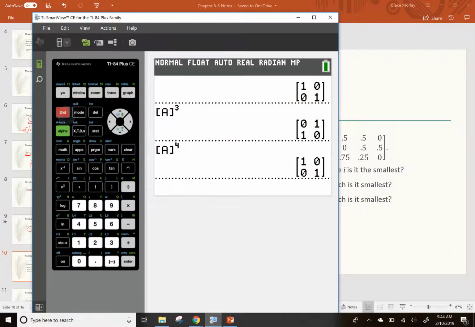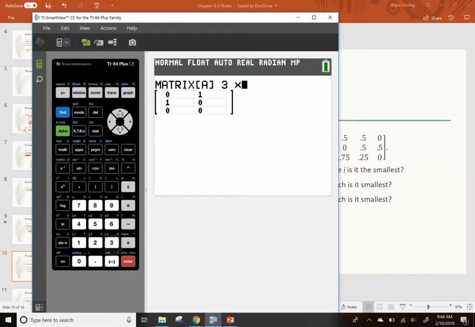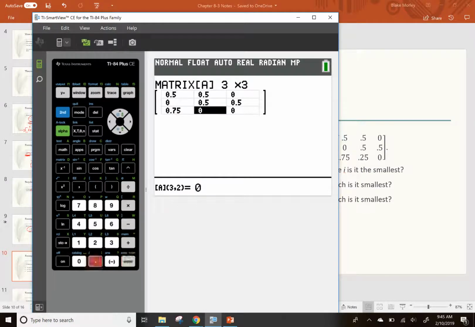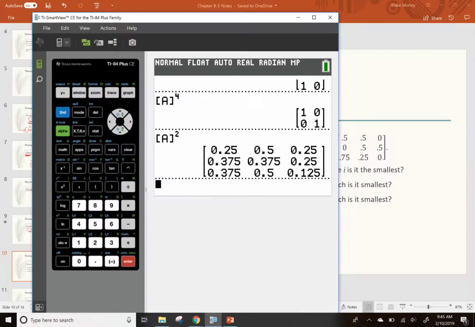and we would just type in this matrix. We're going to make it a 3x3: 0.5, 0.5, 0, 0, 0.5, 0.5, and 0.75, 0.25, 0. Right, we're just going to take this matrix and go to the second power with it. And so again, we're looking at the last column. So the 0.25, the 0.25, and the 0.125.